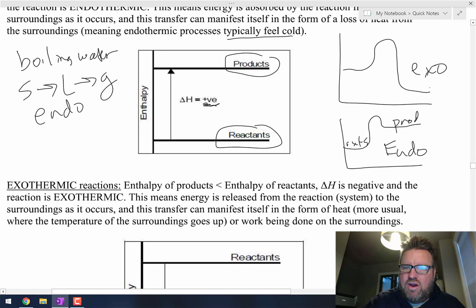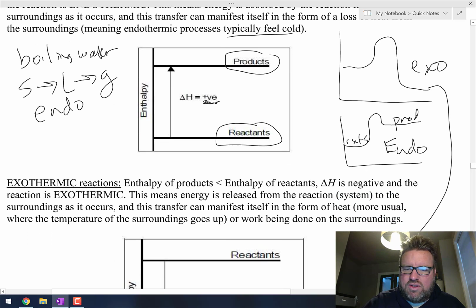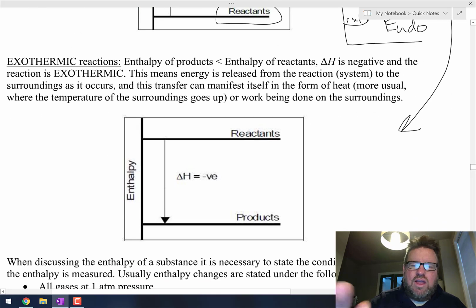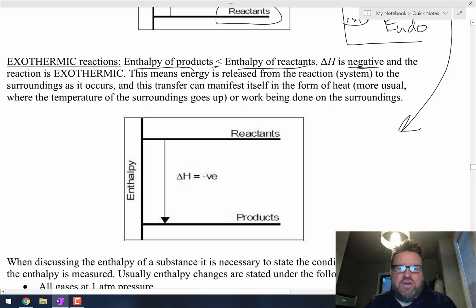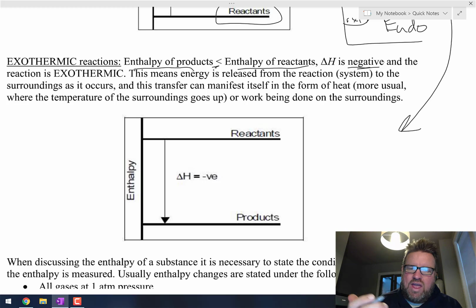And then down here, we've got our exothermic one, so that one would go down here. Again, the enthalpy of the products is less than the enthalpy of the reactants. Delta H absolutely is a negative value. And that means that energy is released. And a lot of times when that energy is released, the released energy is used to keep the reaction going.